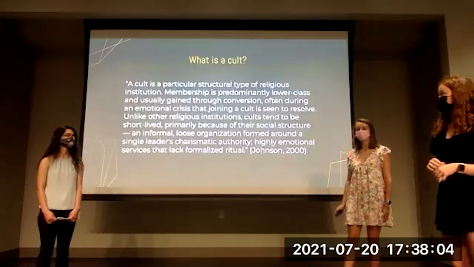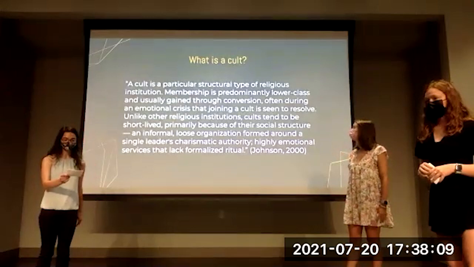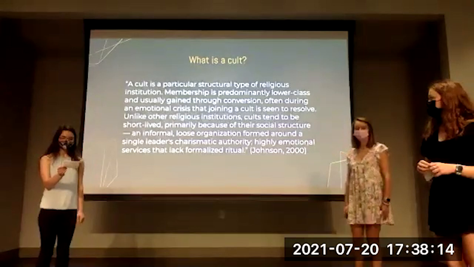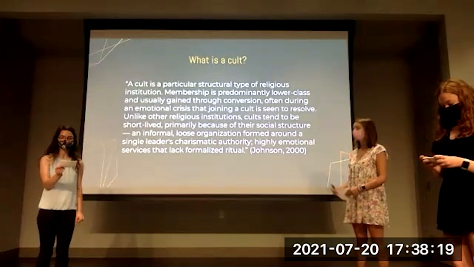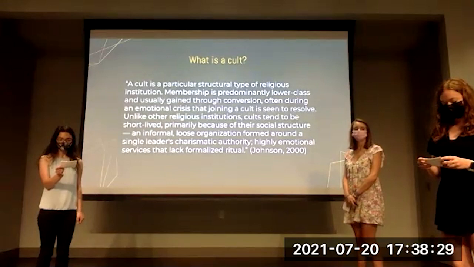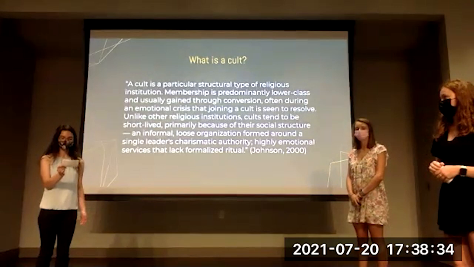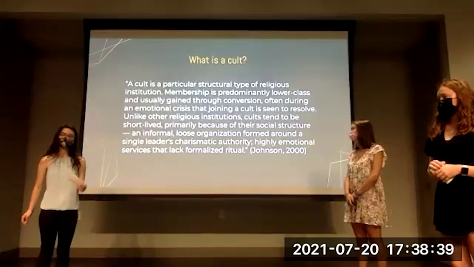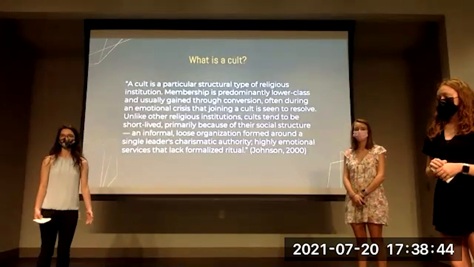This leads us to ask, what is a cult? A cult is a particular structural type of religious institution. Membership is predominantly lower class and usually gained through conversion, often during an emotional crisis that joining a cult is seen to resolve. Unlike other religious institutions, cults tend to be short-lived, primarily because of their social structure: an informal, loose organization formed around a single leader's charismatic authority, with highly emotional services that lack a formalized ritual. This is a great definition because it talks about the way the structure of a cult works. However, not all cults are religious.